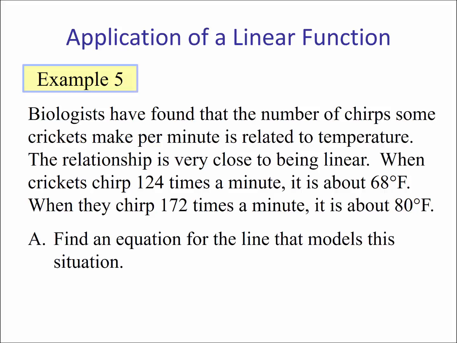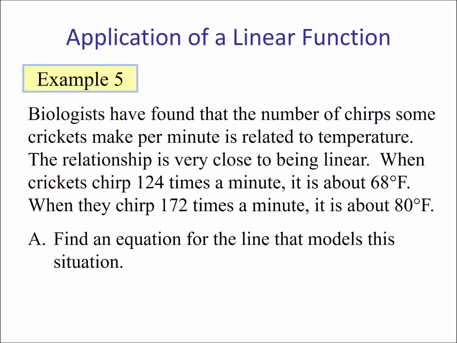Biologists have found that the number of chirps some crickets make per minute is related to temperature. The relationship is very close to being linear. When the crickets chirp 124 times a minute, it is about 68 degrees Fahrenheit. When they chirp 172 times a minute, it is about 80 degrees Fahrenheit.